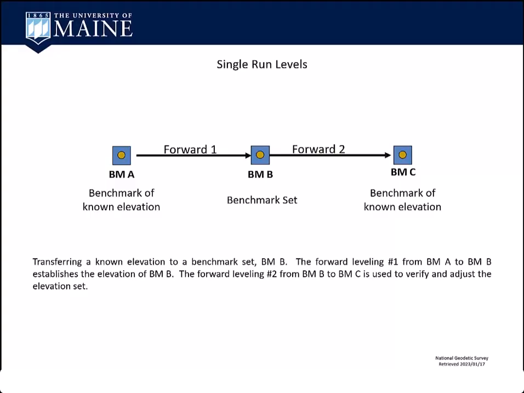These things happen. So when you run levels, you want to have a way of ensuring that the benchmark you set is correct. If you started with benchmark A, which was NAVD 88, and you ran it through benchmark B and said, oh, here's your elevation in 88, and there's a bust on your run, you're not going to know it because you haven't done anything. There's no redundancy. You haven't verified it. So you can either run it through to another benchmark of known elevation, or you do a closed loop.